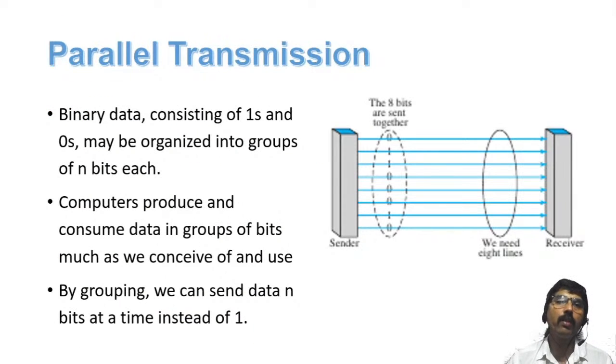The first one is called parallel transmission. In parallel transmission, we are grouping ones and zeros into a group. N number of bits we are grouping here and transmitting that n number of bits at the same time. Sender as well as receiver are dealing with n number of bits. Here n number of bits are sending, here n number of bits are receiving at the same time. This is called parallel transmission. This type of transmission generally happens in your local computer most of the times.